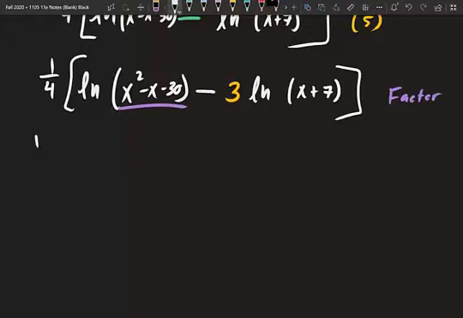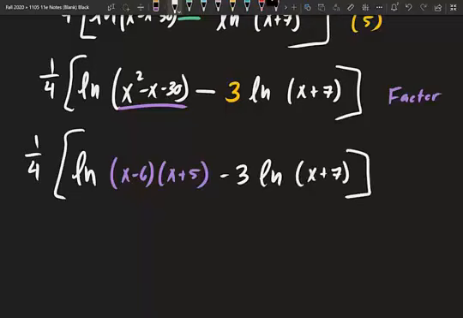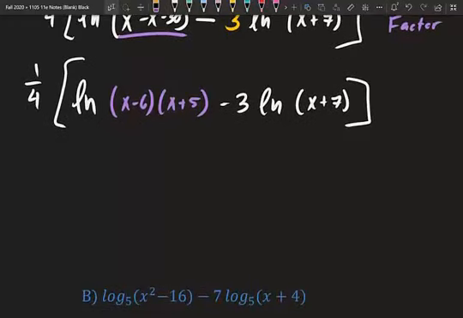So let's factor. We have 1/4 around the whole thing. So ln, we factor this. We can factor it down into x minus 6, x plus 5. And that's all minus 3 ln x plus 7. Can we do anything more? Guess what? We can. We have x minus 6 times x plus 5 in one of our arguments. So we need to use property 3 and split them up.